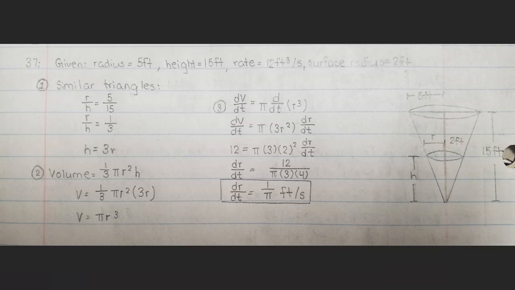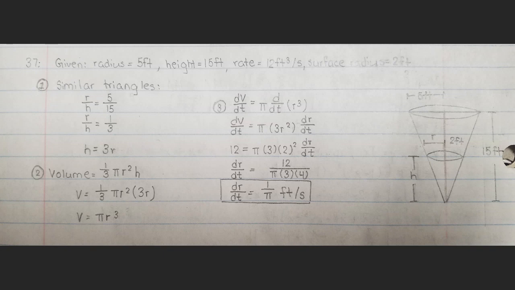So my question is number 37. A cone has a radius of 5 feet and a height of 15 feet. It is empty and is being filled with water at a constant rate of 12 cubic feet per second. It asks to find the rate of change of the radius of the surface of the water when the radius of the surface of the water is 2 feet.